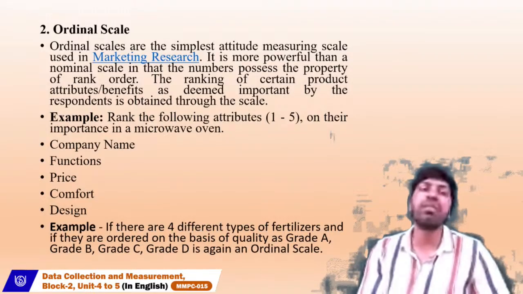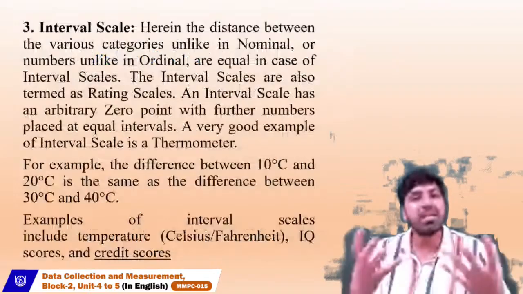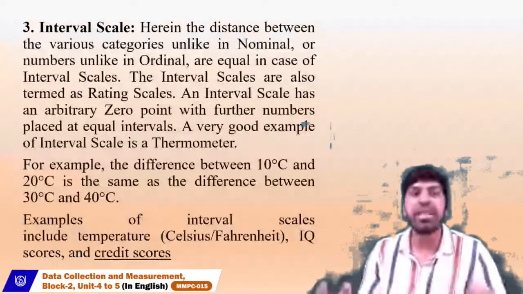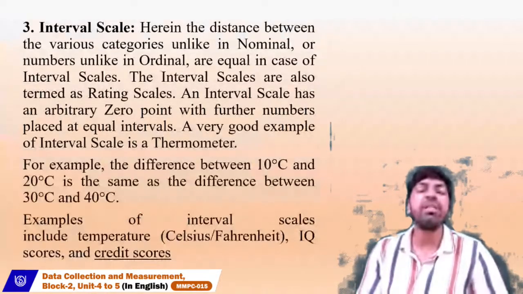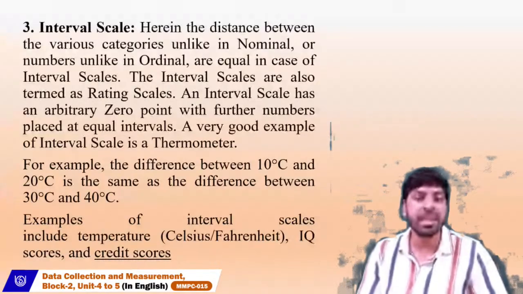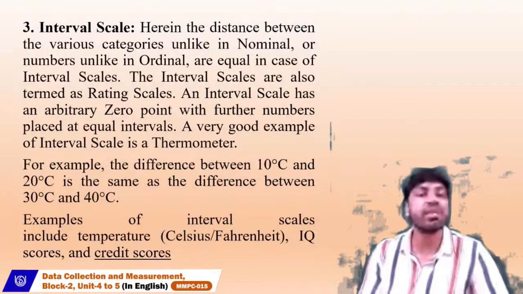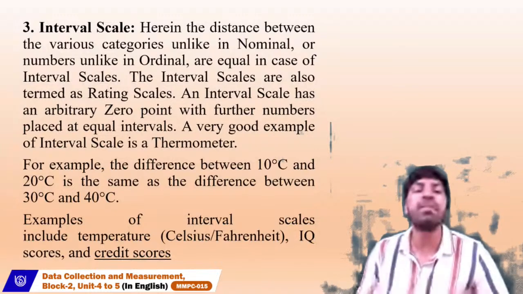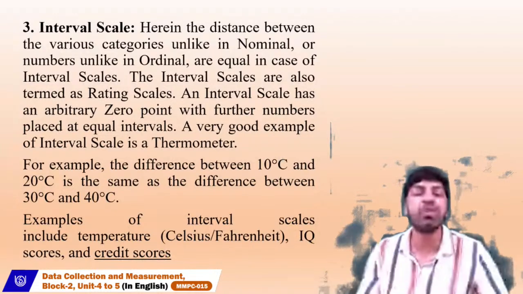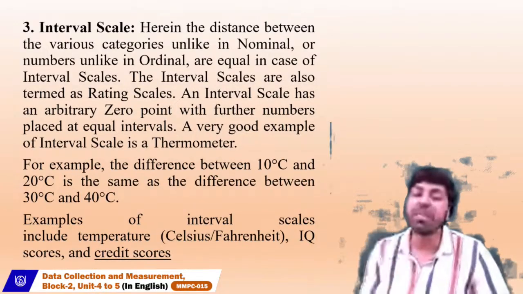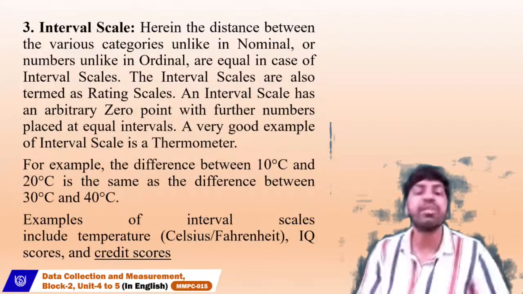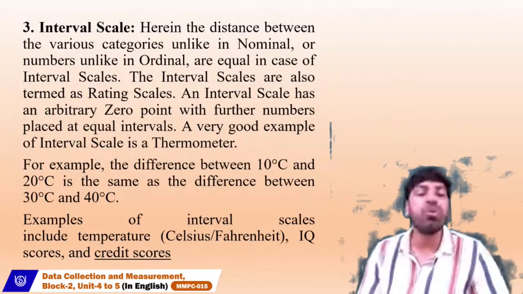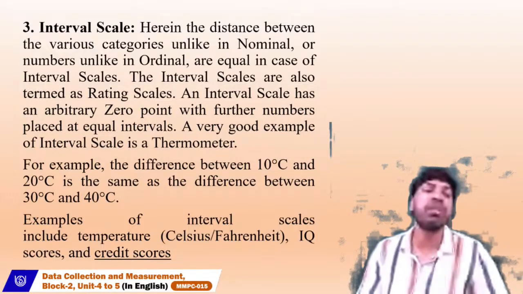And the last one is the interval scale. The distance between the various categories, unlike nominal and ordinal, is equal, the same. That is exactly what is called the interval scale. Interval scales are also known as rating scales. An interval scale has an arbitrary zero point, and numbers are placed at equal intervals. One of the good examples is the thermometer, which is mentioned in every book. A few other examples are temperature in Celsius and Fahrenheit, IQ or intelligence scores, and credit scores, which also come under the interval scale.